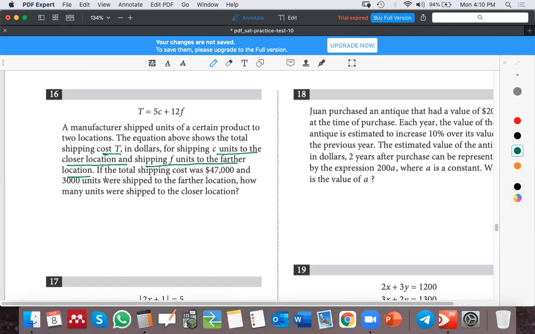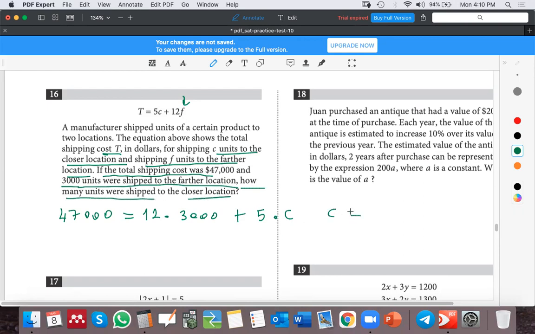It's okay, normal. If the total shipping cost is 47,000, so let me write 47,000 total cost, and 3,000 units were shipped. What does it mean? 3,000 units were shipped to the farther location. So for the farther, this is farther. So that means 12 times 3,000 plus 5 times C. Probably it is asking what is C. Let's see. How many units were shipped to the closer location? Yes, it is asking us what is C.